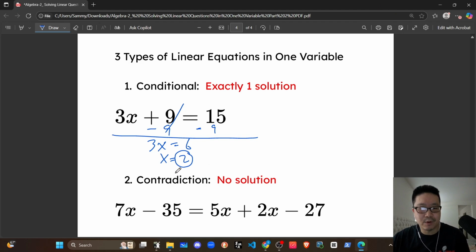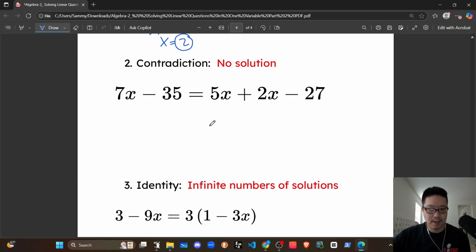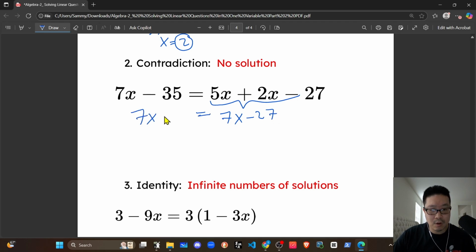The second type of equation is called a contradiction, and that is when there is no solution. So here we have 7x minus 35 equals 5x plus 2x minus 27. So let's try solving this. Now we can simplify the right side into 7x minus 27. On the left side, we can just leave it alone.